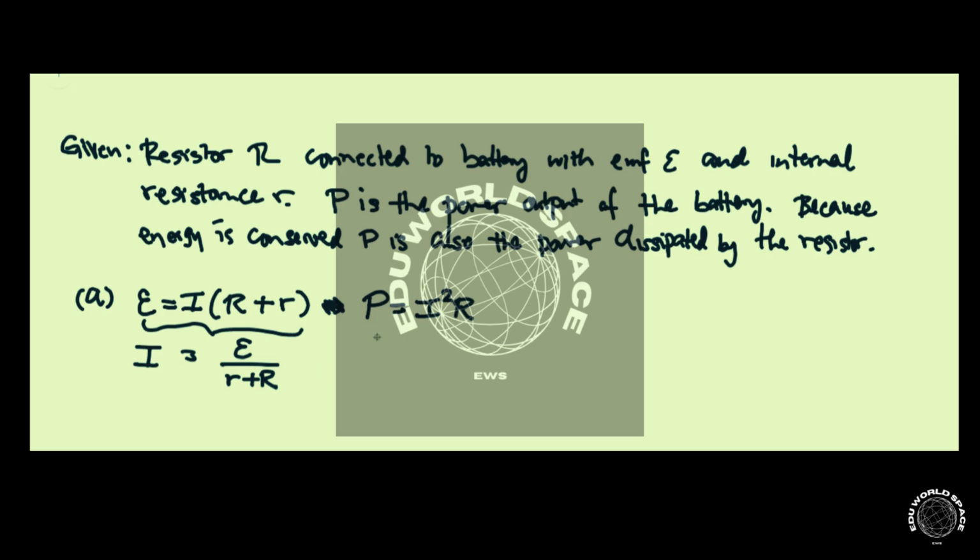And if we substitute that into this equation, then we get that P is equal to E squared R over R plus r squared. And actually, throughout this problem, we'll be making use of this equation.